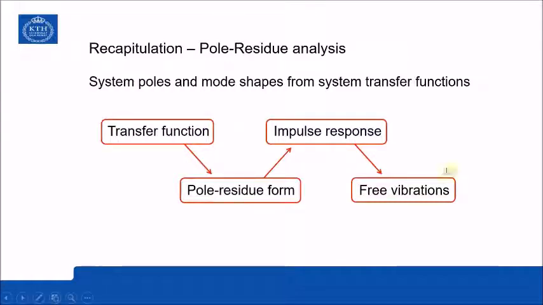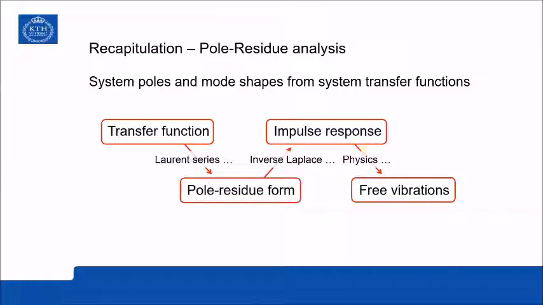So what we basically do in the pole residue analysis is that we start with a transfer function of the system, and then in the end we arrive at the free vibrations of the system, from which we can yield the information about the vibration modes. In more detail, when we start at the transfer function representation we make a Laurent series expansion and achieve a pole residue form of the transfer function. Then this is very easily inverse Laplace transformed to obtain the impulse response functions of the system.